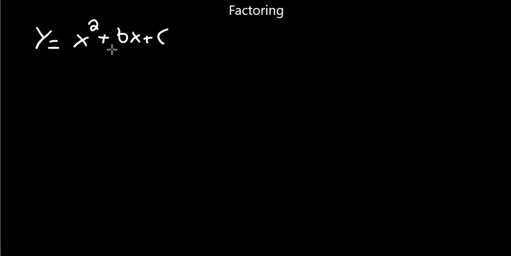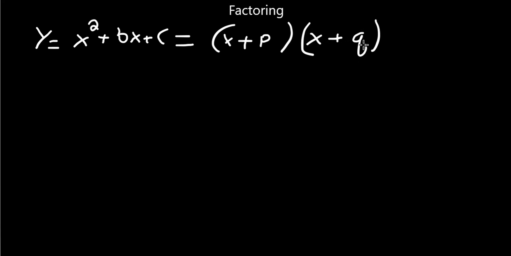So if we want to factor y equals x squared plus bx plus c, we know that it'll look like two binomials multiplied together, which will be x plus p times x plus q. Okay, so how are we actually going to find it? Well, we know that p times q is equal to c, and that p plus q is equal to b.